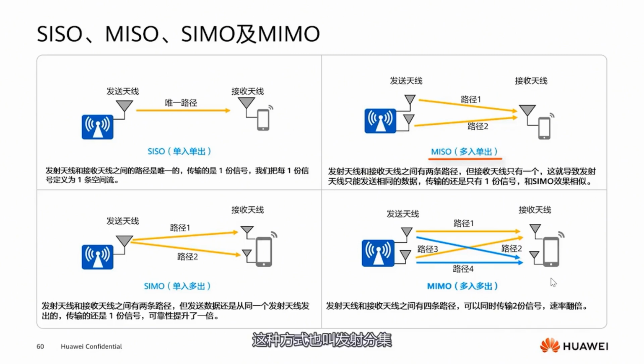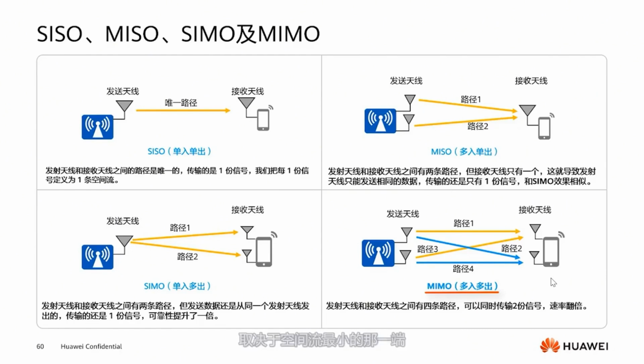MIMO technology allows multiple antennas to simultaneously send and receive multiple spatial streams, i.e., multiple signals, and distinguish signals heading to and coming from different spatial directions. By using spatial multiplexing and diversity techniques, it increases system capacity, coverage, and signal-to-noise ratio without increasing bandwidth.